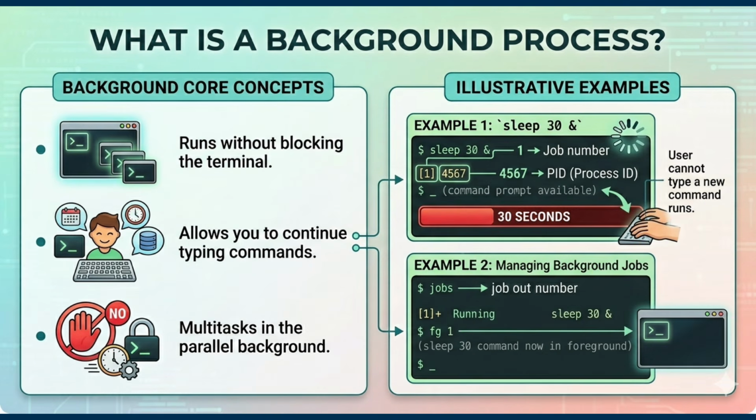And then a background process runs without blocking the terminal. It allows you to continue typing commands. Example, if you type sleep 30 and then send it to the background, you will see something like this. You can check background jobs using jobs. You can bring a job back to the foreground with the fg command.